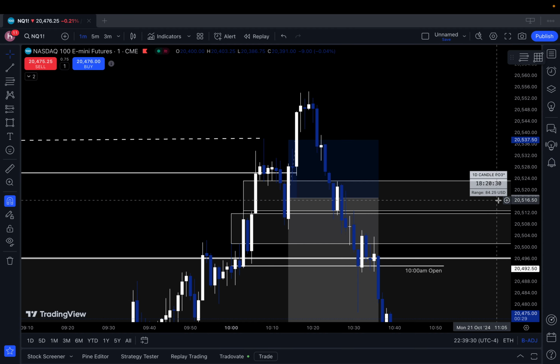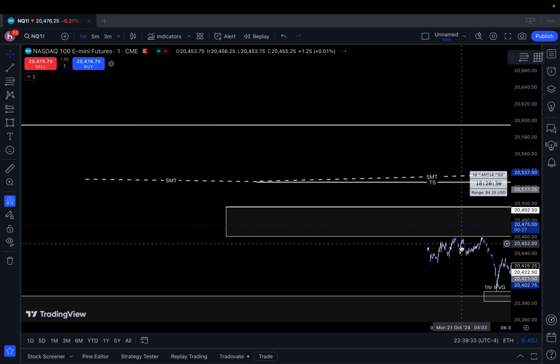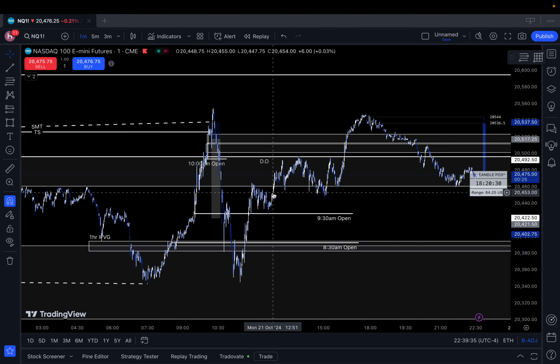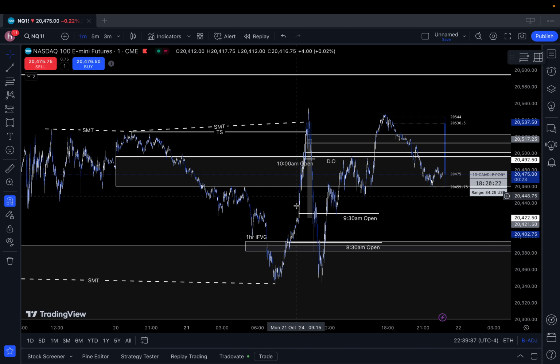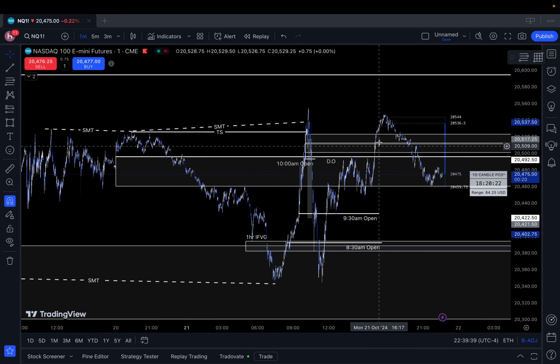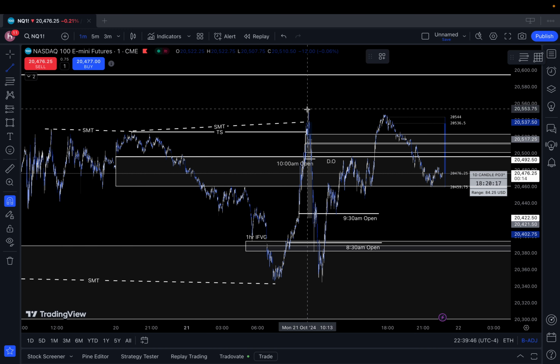And then price pretty much traded back lower, SMT at the pre-market low, and then we just ranged for the rest of the day within here until power hour. We had this move up higher, but never sweeping any form of external. We're still in the previous day's range. We're still sitting inside that previous day's range right here.